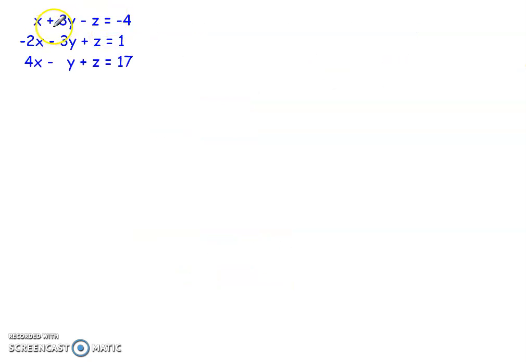So the first one was these three equations here. I wanted to solve them to find x, y, and z. First thing I'm going to do is put it into an augmented matrix. And again, you can get this just by looking at the coefficients and the solutions associated with each equation. So the top row would be 1, 3, negative 1, negative 4. Second row will give me negative 2, negative 3, 1, 1. Third row would give me 4, negative 1, 1, and 17.